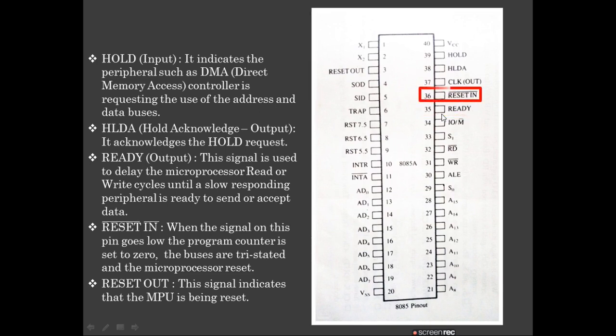When the signal on the reset in pin goes low, the program counter is set to 0. The buses are tri-stated and the microprocessor is reset. The reset out signal indicates that the microprocessor is being reset.